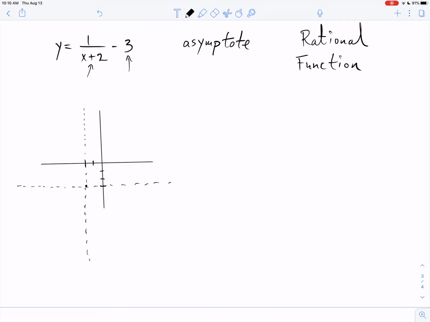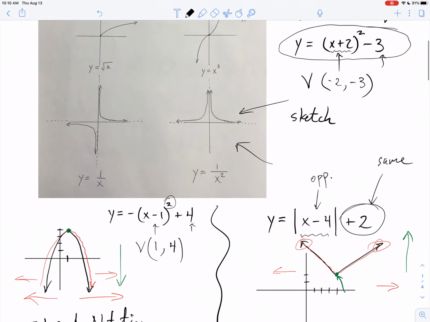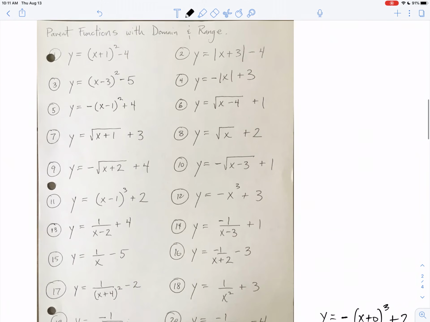Remember, we're focusing just on these parent functions. So here we go. If you look at the parent function, I'm just going to scroll up real quick. Hope it doesn't mess me up. If you look at the parent function for this guy, it's this one right here. It's this dude, 1 over x. So you'll see I put little dashes here for the asymptotes, because this graph has not been shifted up, down, right, or left at all. So let's go back down. Here we go.